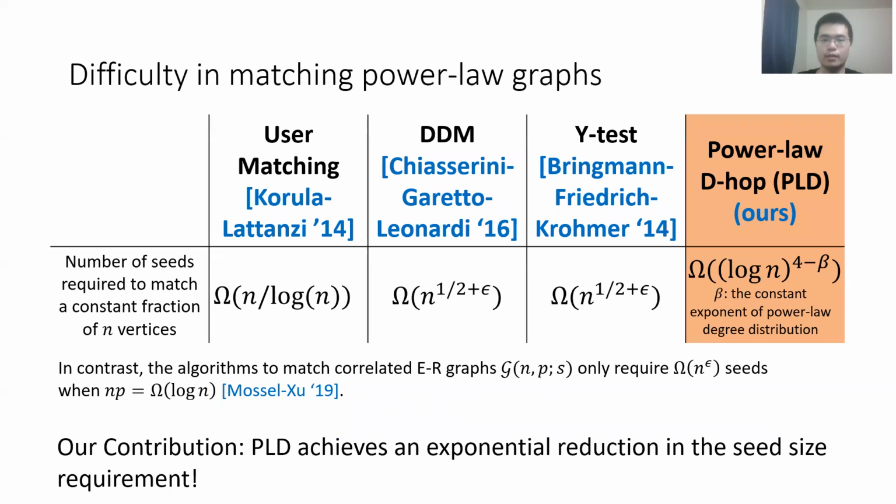Our main contribution in this work is that our proposed algorithm, namely the power law degree D-hop algorithm, only requires log n to the power of 4 minus beta seeds to match a constant fraction of vertices correctly, which achieves an exponential reduction from the previous seed size requirement.